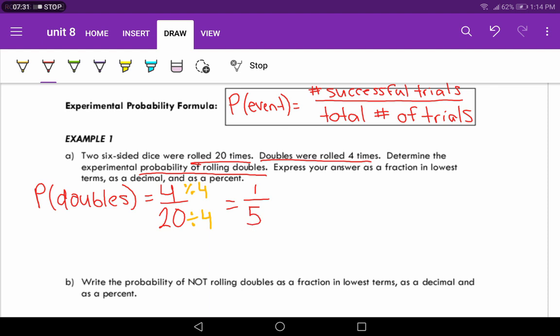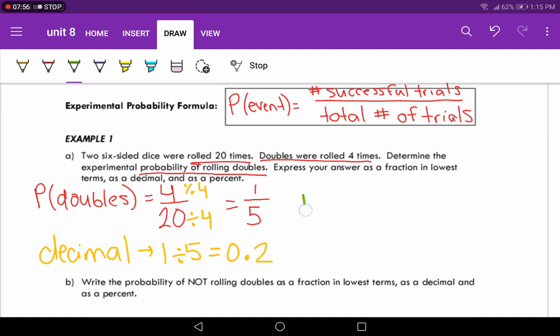Okay, but this also wants us to write it in a decimal and a percent. So to get to a decimal, all we have to do is divide. So for a decimal, we just need to do 1 divided by 5, right? That will give us 0.2.